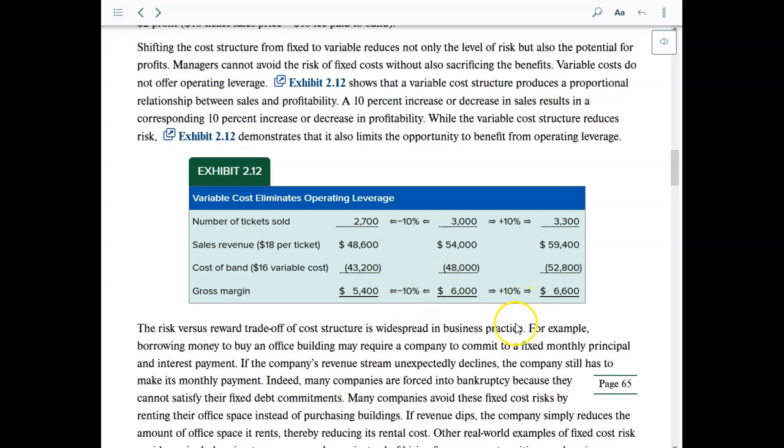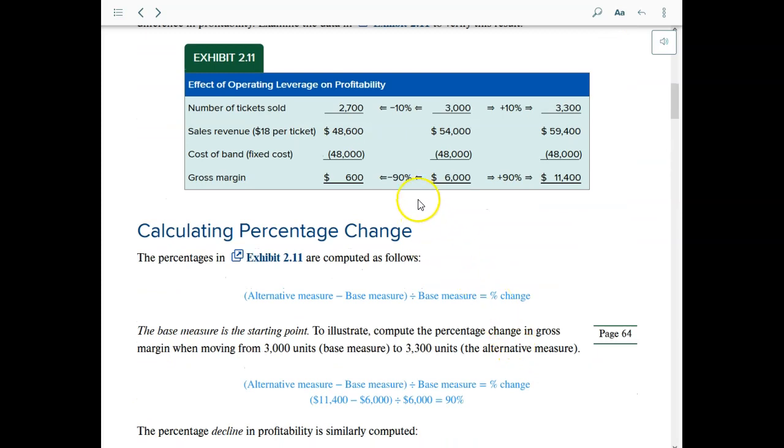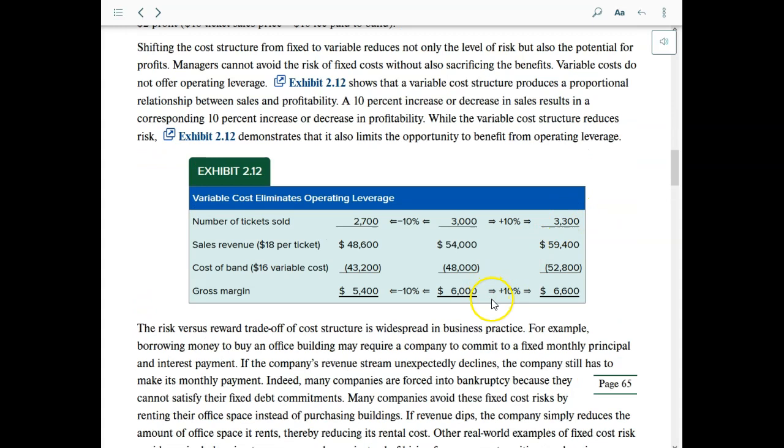So that's the effect on operating leverage. The more fixed cost you have, the more highly leveraged you are. This is a 9 factor on leverage. 10%, 90%. Revenue goes up, profit goes up even a larger percent. Not highly leveraged, like a 1-to-1 kind of situation here. Sales go up 10%, profit only goes up 10%.